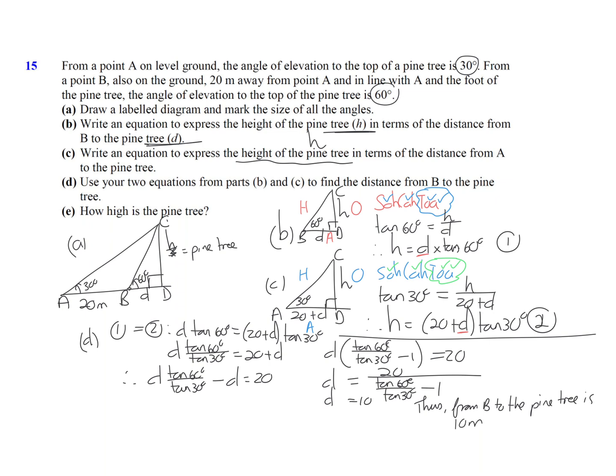To finish off, I'll answer E here at the top. It's just asking how high is the pine tree, that's h. So go back to equation 1. In equation 1, I know h is D times tan 60, where D is 10. Then you just use your calculator, and you type it in, and you get 17.32. Thus, the height is 17.32 meters. Don't forget the units. Thank you.